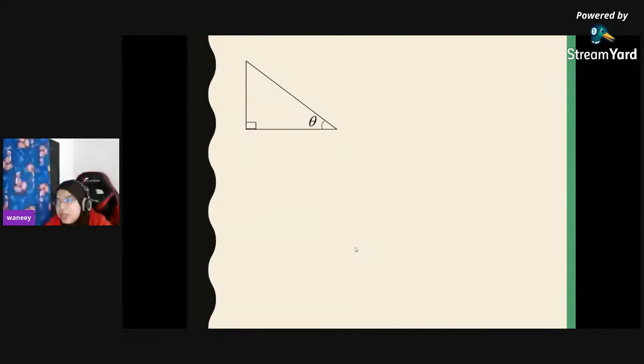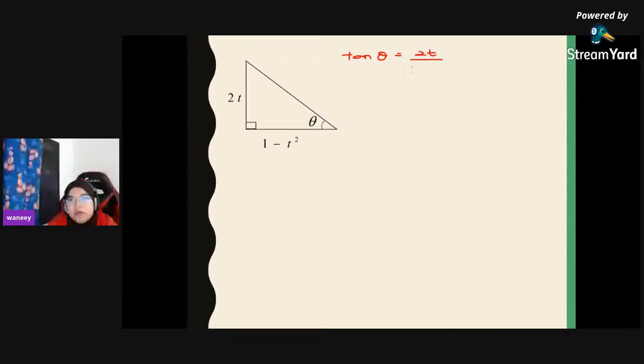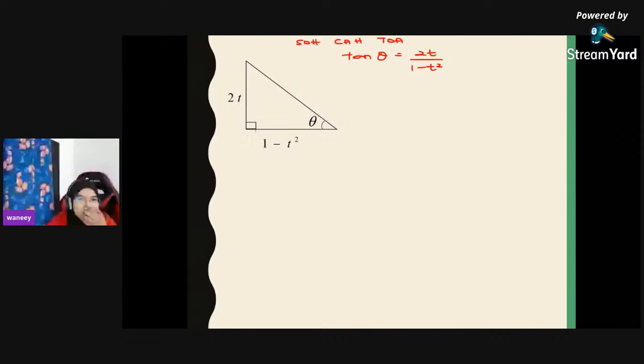Okay, so let us draw the right angle triangle. This is theta, and we use what we know before: tangent theta equals 2t over 1 minus t square. So that is how we know that the opposite should be 2t and the adjacent will be 1 minus t squared.